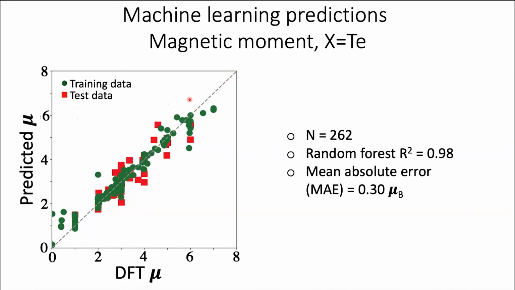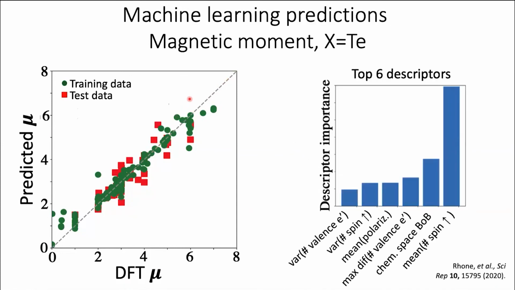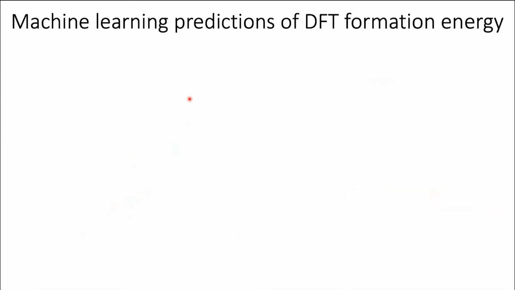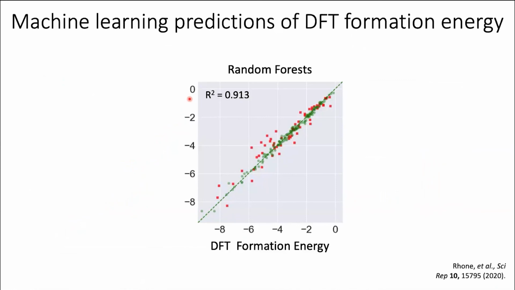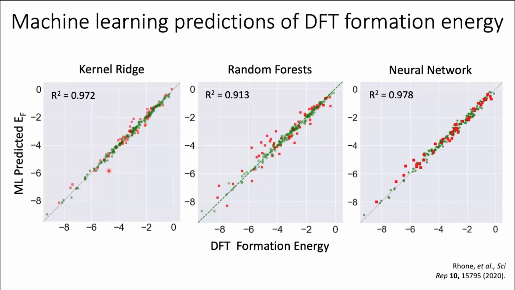And these predictions were done very quickly once the model was trained. So I'll skip this part in the interest of time. I'm also interested in predicting the formation energy. I did that with random forests, and this fit is pretty good. And also with other models like kernel regression and even a neural network model. Because all these points are falling close to this perfect prediction line, my model is doing a pretty good job.